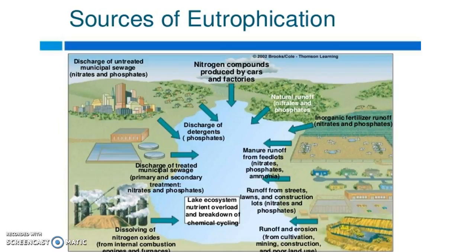And that input can be fertilizers primarily, but manure runoff from feedlots, discharge of sewage, whether it's treated or untreated, and then the dissolving of nitrogen oxides, one of our primary pollutants.